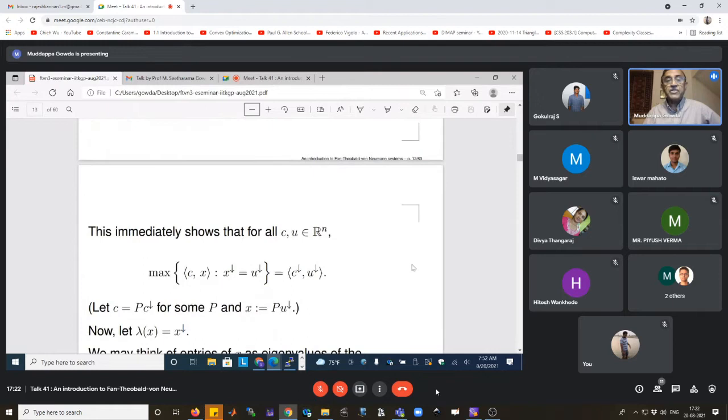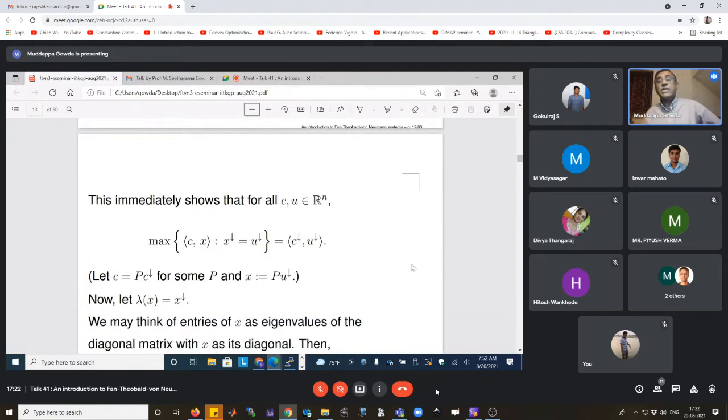Now this immediately shows that for all c, u in Rn, the maximum of the inner product c dot x such that x down arrow equals u down arrow is nothing but the inner product of c down arrow and u down arrow. And there is a simple proof. I'm not going to elaborate on that one. So, you can compute the maximum on the left and show that it is equal to the value on the right.